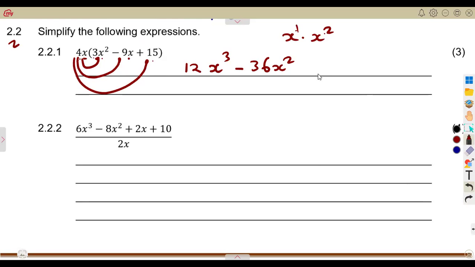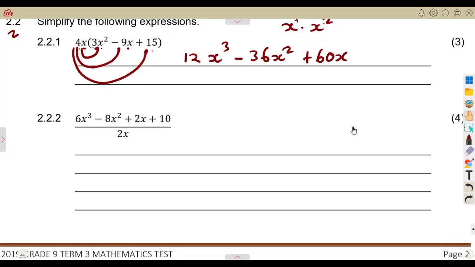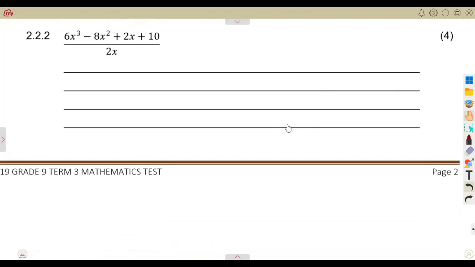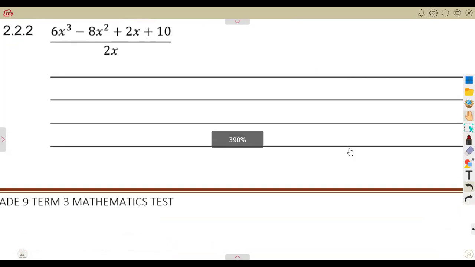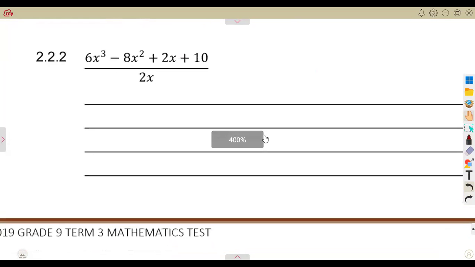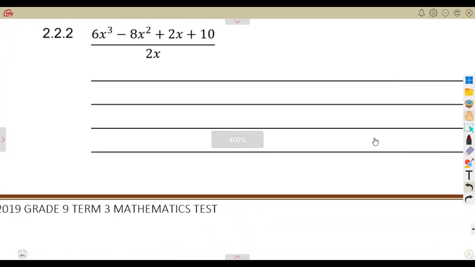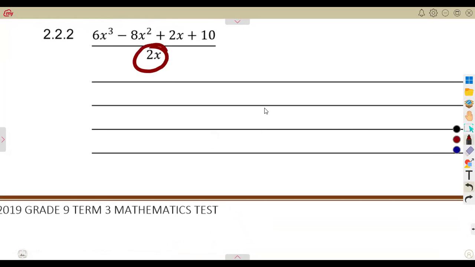4 times 5, that is 60. But there is x there. So it's going to be 60x. Just like that. So you have to distribute each term by what is outside of the bracket. For 3 marks, guys. 2.22, simplify again. What is it that you're supposed to simplify in this case for 4 marks? You can divide each and every term because we are given 2x as a single term. This one is a single term. So each term must be divided by that single term.